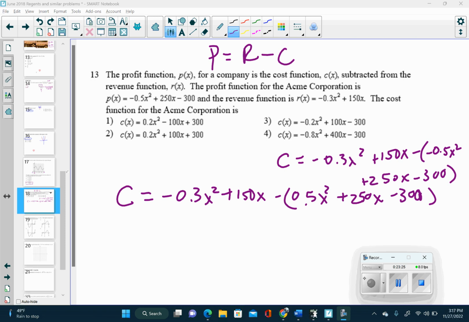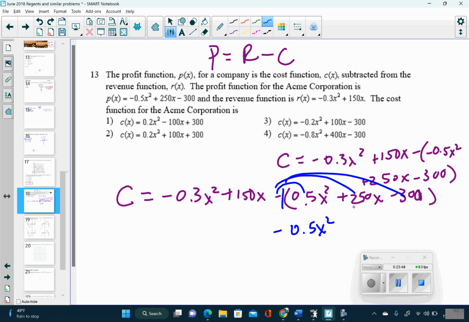So you could, if you wanted to, store a number in for x, plug this whole thing in, and then plug each of these in and see which one matches. I'm going to go ahead and just do this by hand. So I have a -1 right here. So I can do distributive property, which means basically I'm going to switch all the signs. So negative times a positive is a negative. So negative 0.5x squared. Negative times a positive is again a negative. So that's 250x. Negative times a negative is a positive. So that's plus 300. And then I bring this whole thing down, negative 0.3x squared plus 150x.